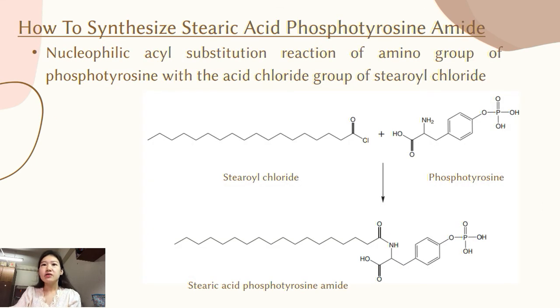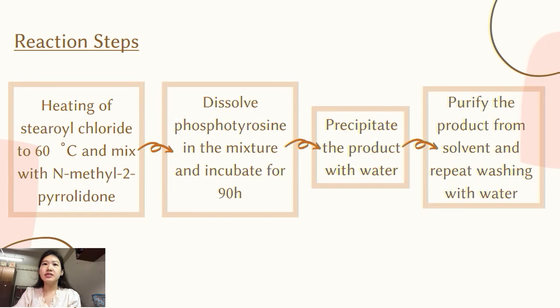The stearic acid phosphotyrosine amide is synthesized through the nucleophilic acyl substitution reaction of the amino group of phosphotyrosine with the acid chloride group of stearoyl chloride. This is the simpler way to understand the reaction steps.